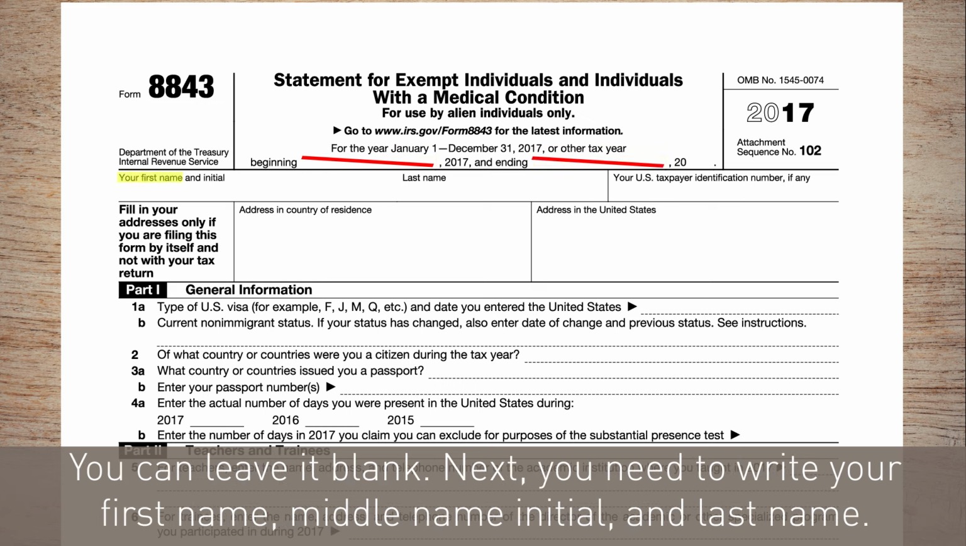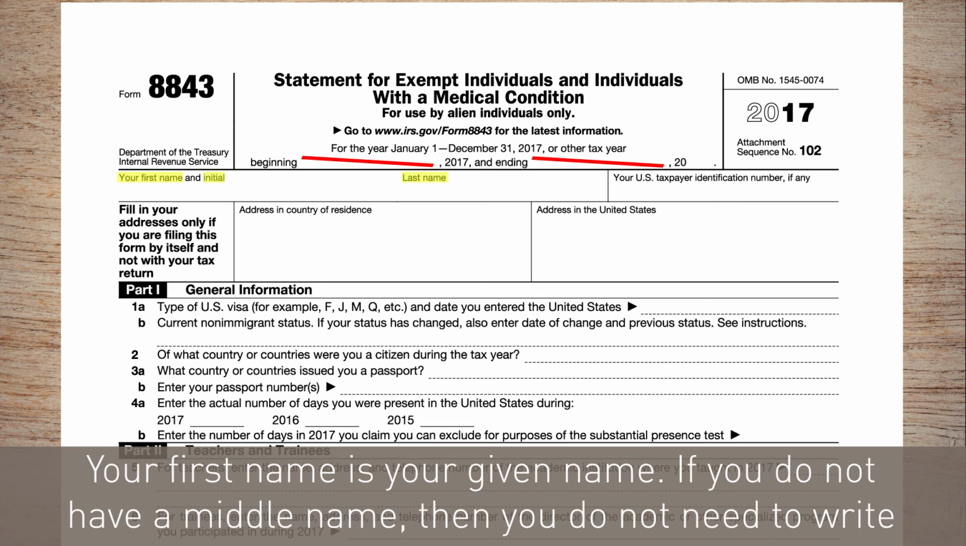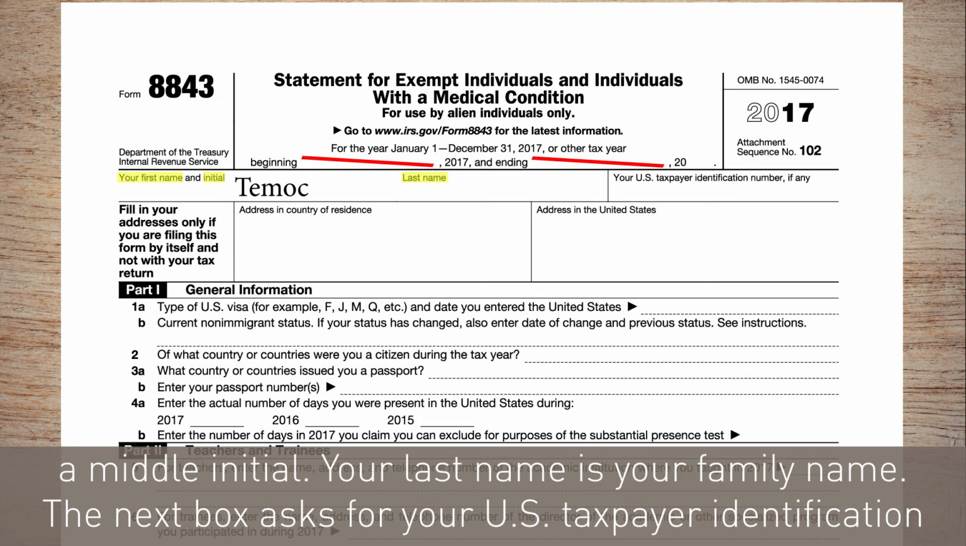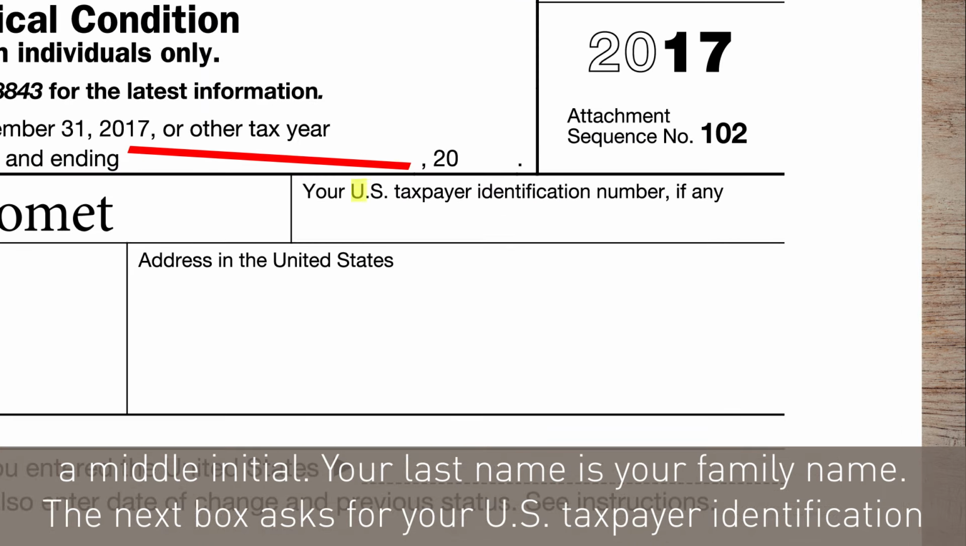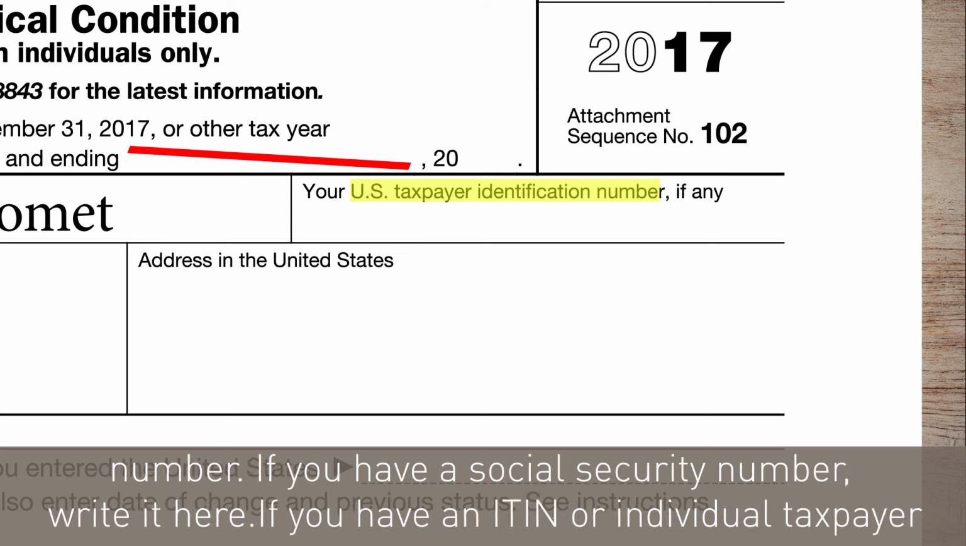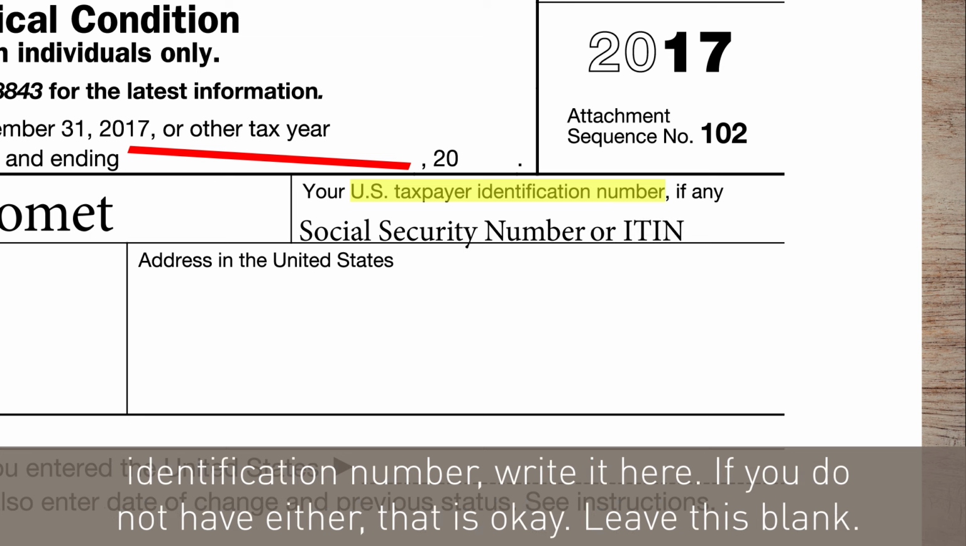Next, you need to write your first name, middle name initial, and last name. Your first name is your given name. If you do not have a middle name, then you do not need to write a middle initial. Your last name is your family name. The next box asks for your U.S. taxpayer identification number. If you have a social security number, write it here. If you have an ITIN or individual taxpayer identification number, write it here. If you do not have either, that is okay.